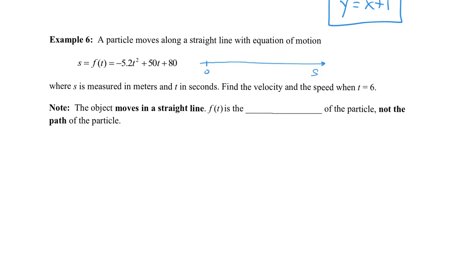When time is 0, we're at 80 meters. So we'd be out here somewhere at 80 meters. So remember, this is not the path of the particle. It just tells where the particle is.